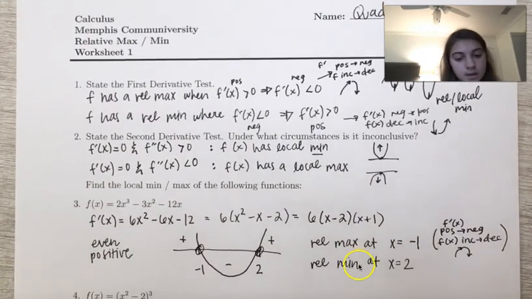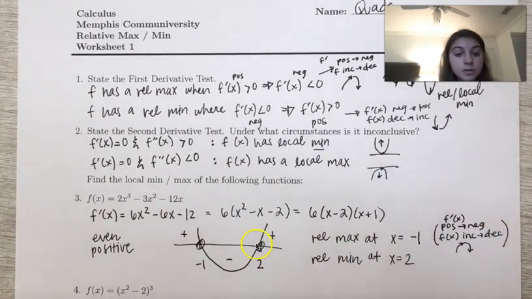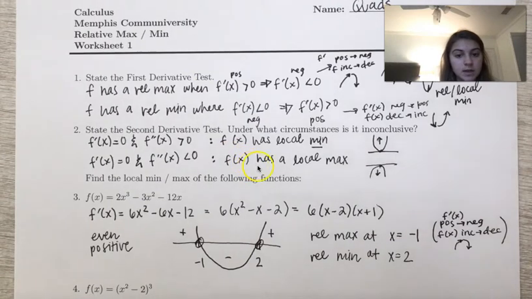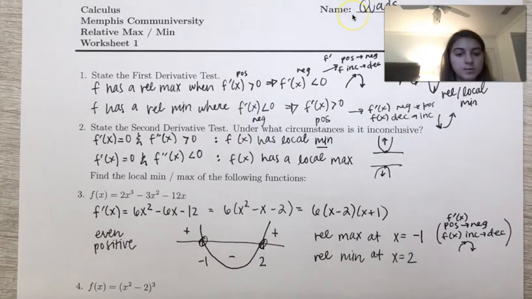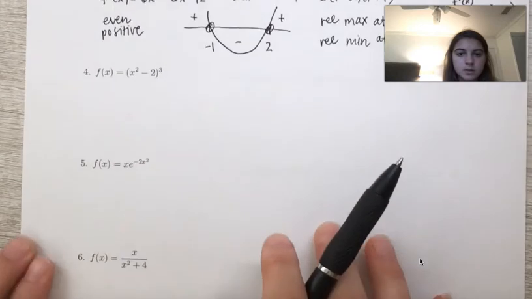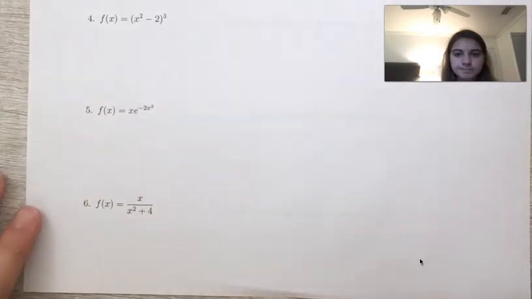But the rel min occurs at x equals 2 because it's going from negative, so it's decreasing, and then it goes to positive. So it's then increasing. And that is a rel min. So there we go.